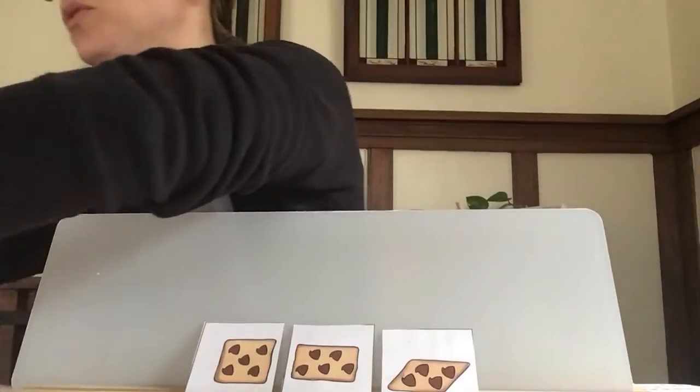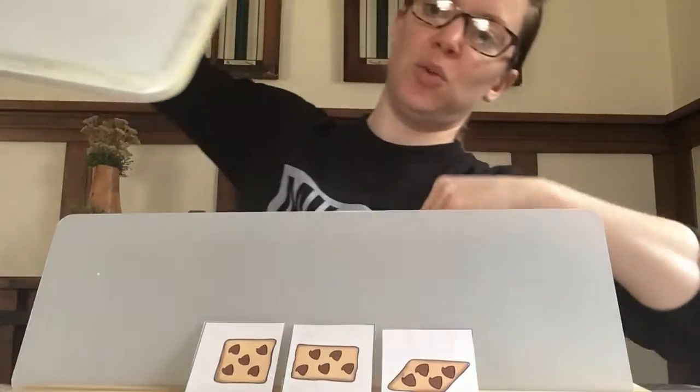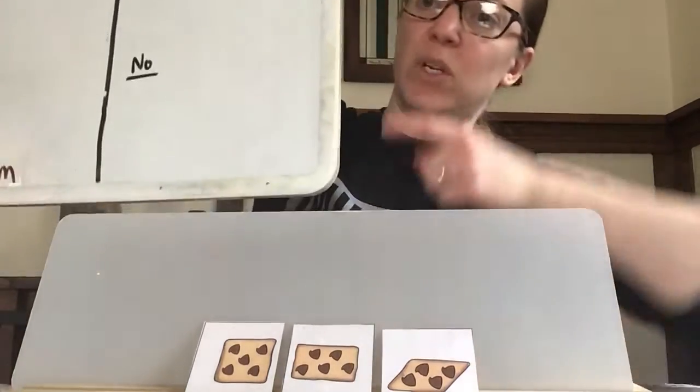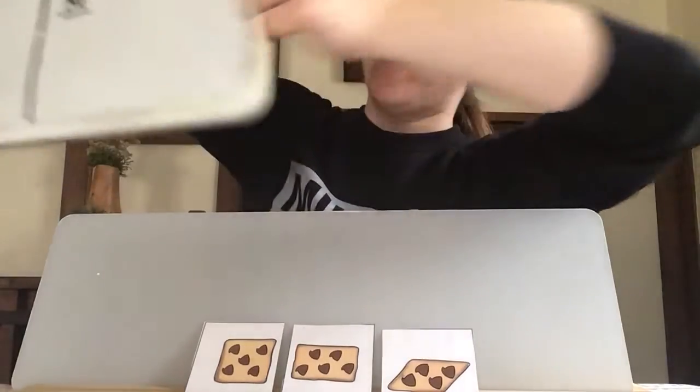So I'm going to go over to my whiteboard, and you could be making your notebook look like this too. You could write right angles at the top. And we know that a rhombus is a no. The rhombus does not have right angles.